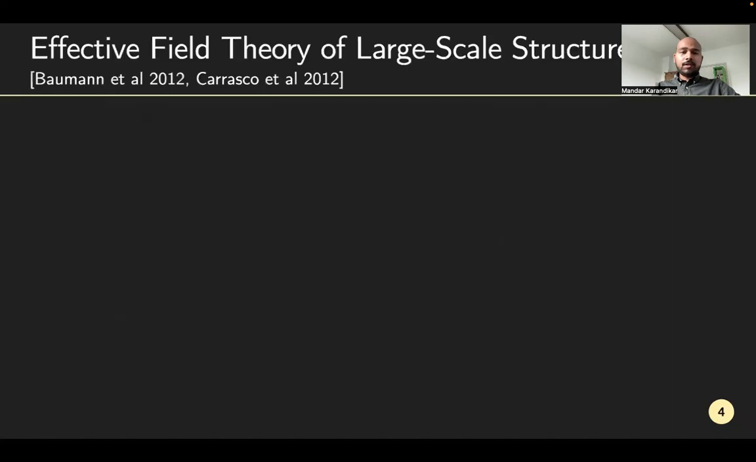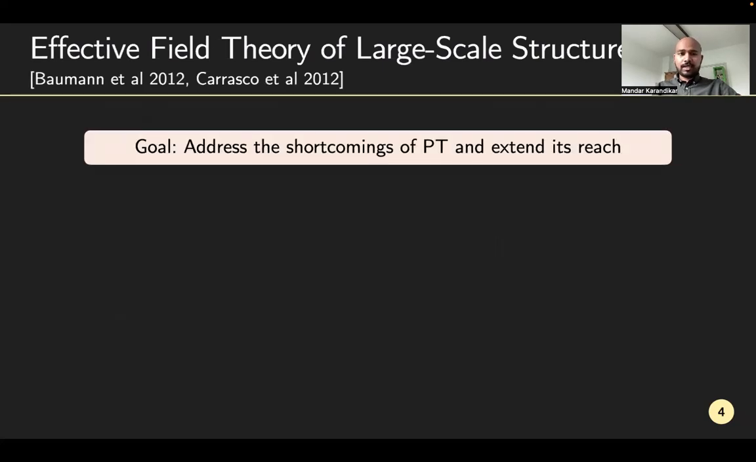That is precisely the motivation behind the effective field theory of large-scale structure, which was proposed by a series of papers about a decade ago by Baumann, Carrasco, Senatore, Zaldarriaga, and others. The motivation is exactly the same: you address the shortcomings that perturbation theory makes and then extend its reach to larger wave numbers.